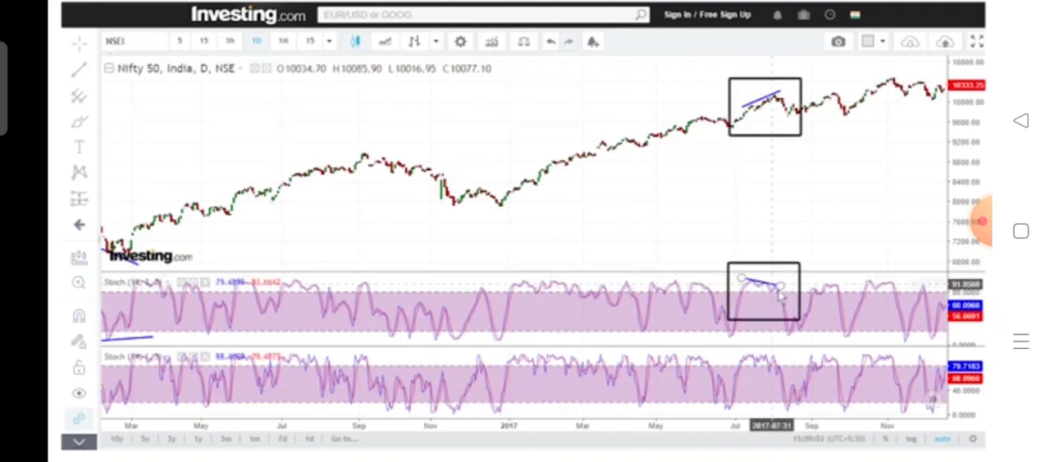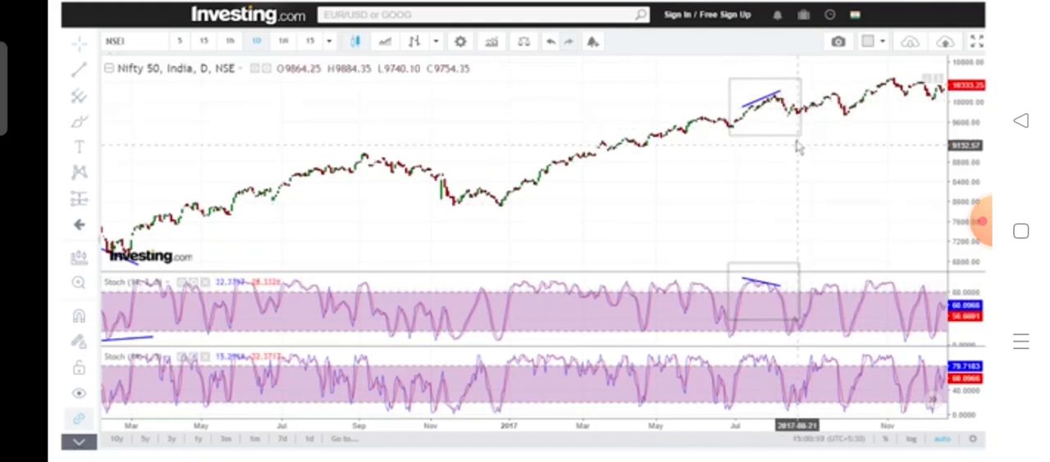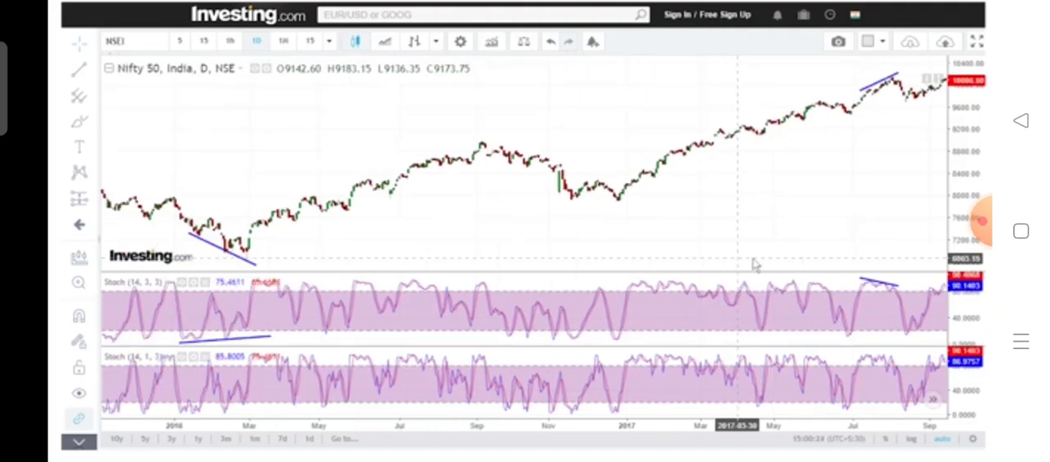See, it is making lower highs. So eventually when the stochastic dips into the normal zone, that is both the lines, we can see there is a little bit of correction that is happening. So these are selling points for small movements from 9980 or 10,000 to almost 9,700. So 300 points of move Nifty provided during that time.